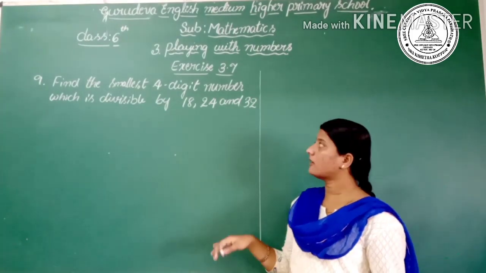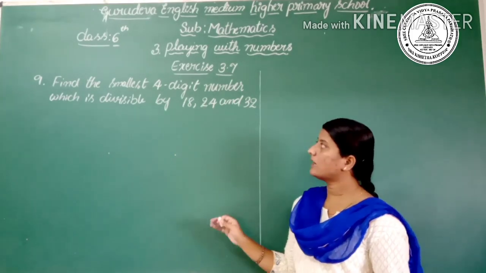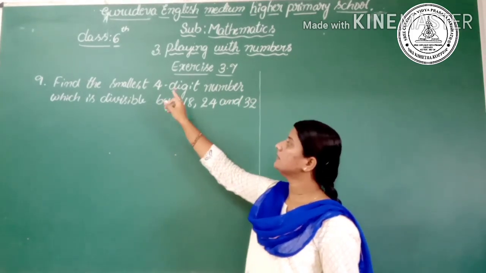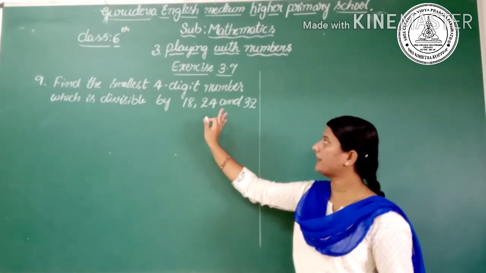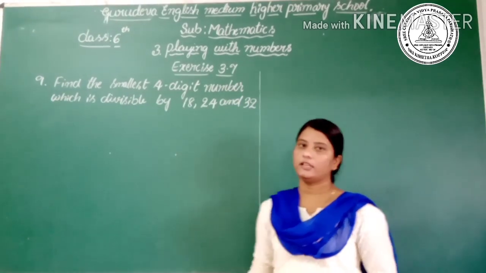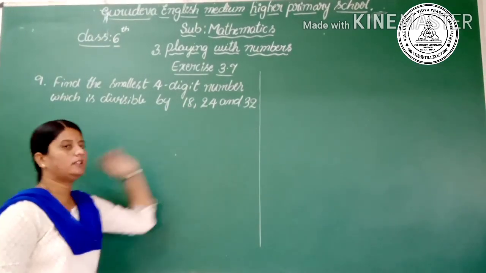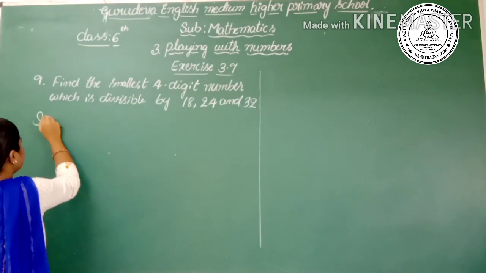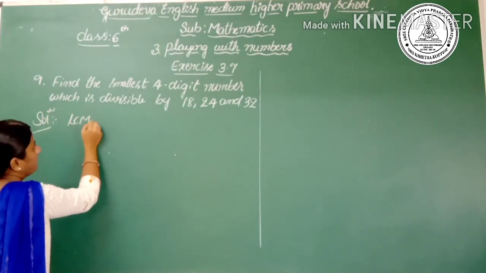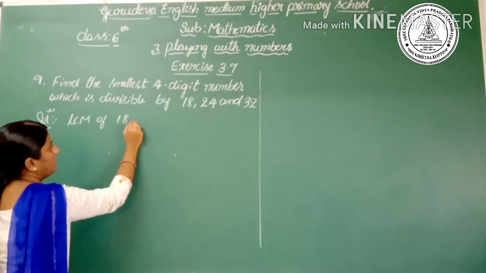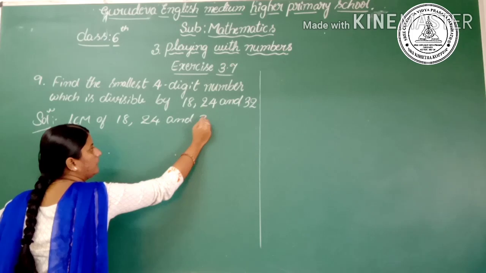Ninth question is find the smallest 4-digit number which is divisible by 18, 24 and 32. In the previous class we have solved a similar problem. First we have to find the smallest 4-digit number which is divisible by 18, 24 and 32. So first we have to find the LCM of the given three numbers. The solution: LCM of 18, 24 and 32.